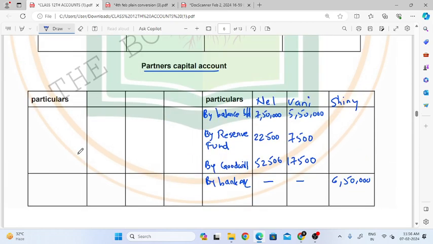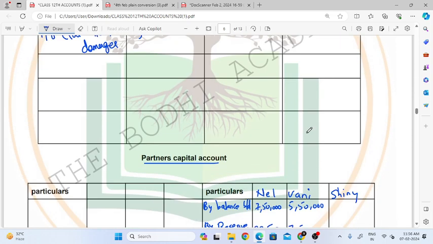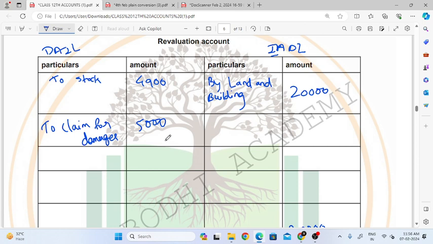So now, here we got land and building as 20,000. Then how much is the stock? Stock is 4,900. So I'll add 4,900 plus 5,000, which is 9,900. So 20,000 minus 9,900 gives you 10,100. This is your balancing figure after netting your debit and credit side. This 10,100 you have to distribute among both the partners.